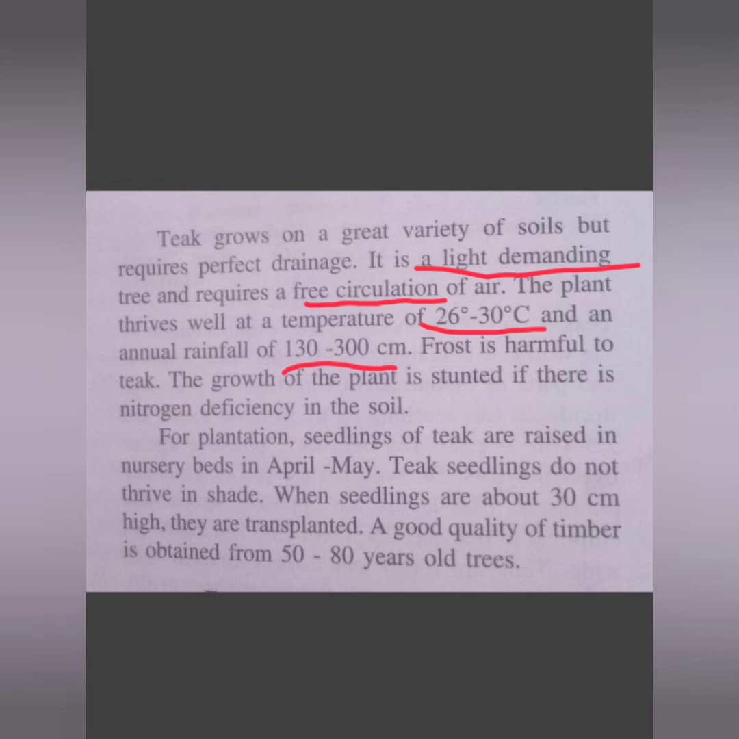So the frost, you can see here, is harmful for the teak tree plant, and the growth of the plant is stunted if there is nitrogen deficiency in the soil. So remember that light, then perfect drainage, and also nitrogen are very important for the growth. Okay, and an annual rainfall of 130 to 300 centimeter and a temperature of 26 to 30 is important for the growth of this teak tree plant.